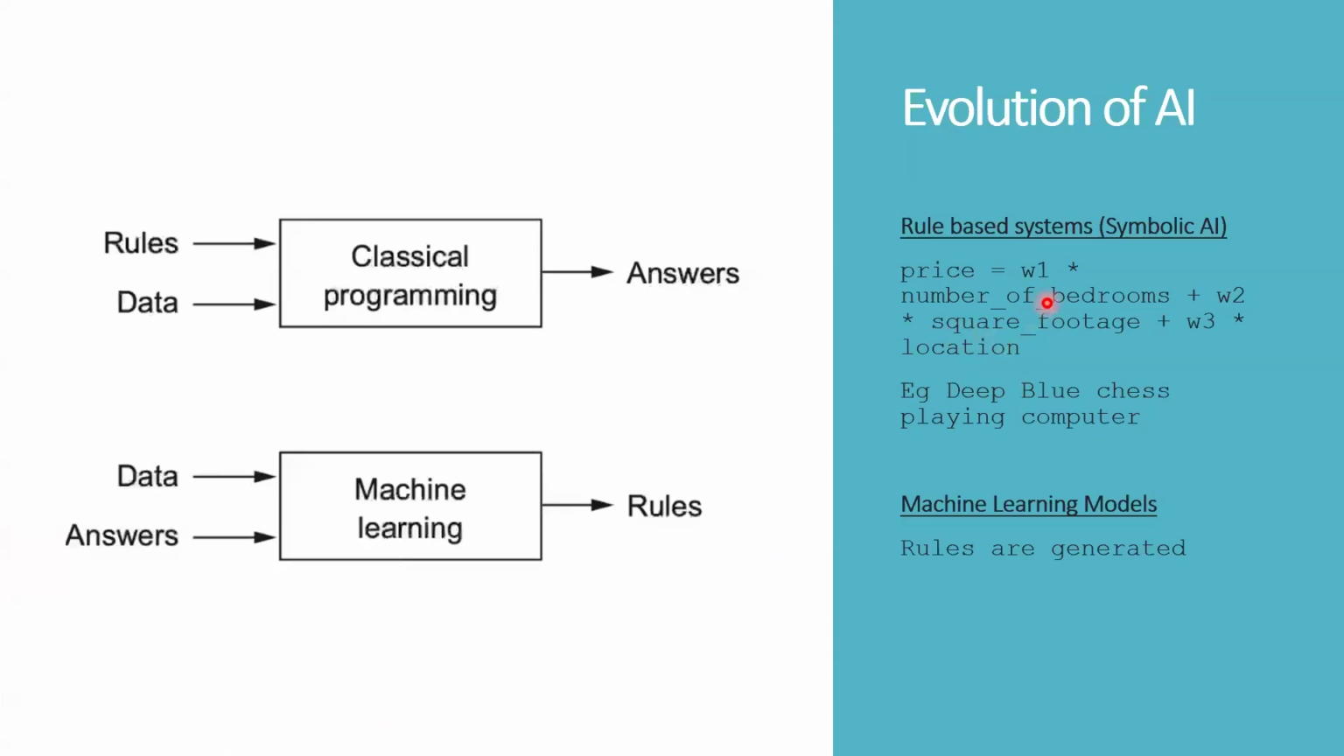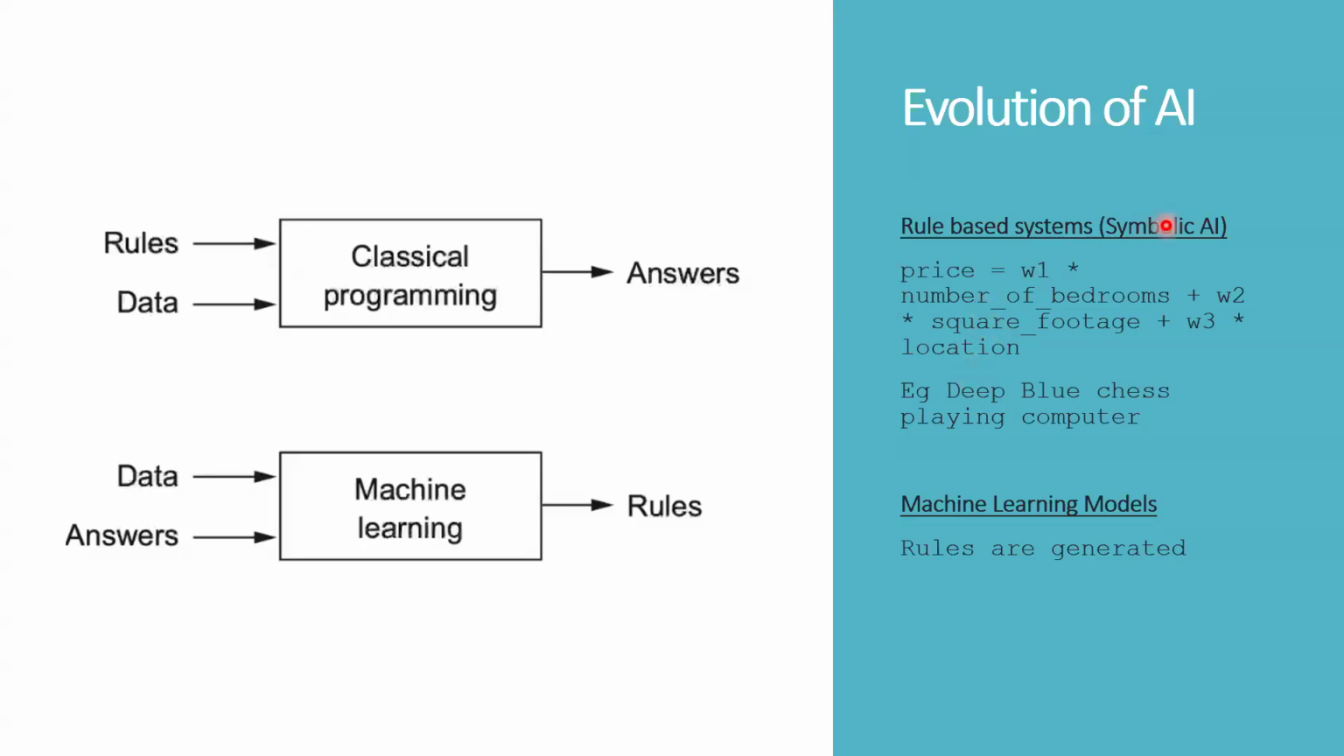So these, the number of bedrooms, square footage, and location, are called the features, or you can also call them independent variables, and price is your dependent variable. The value of the price depends on these features.